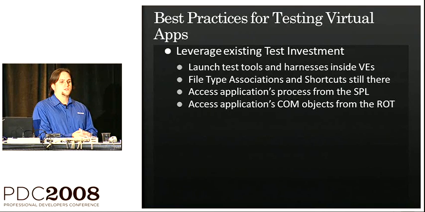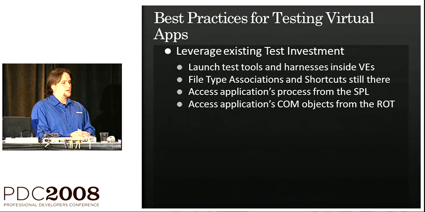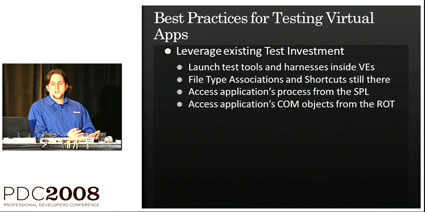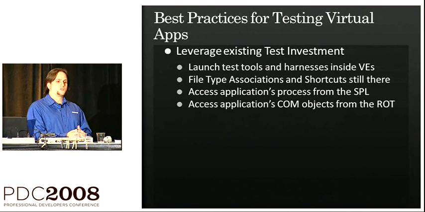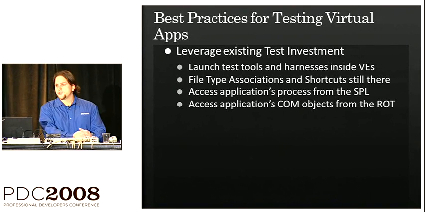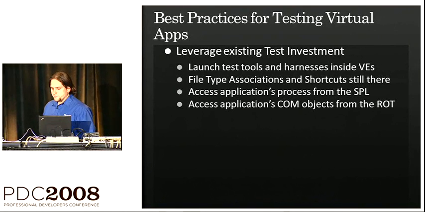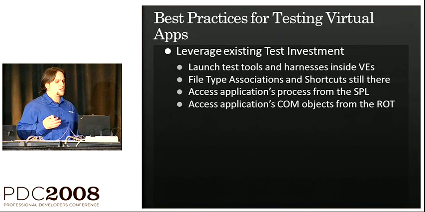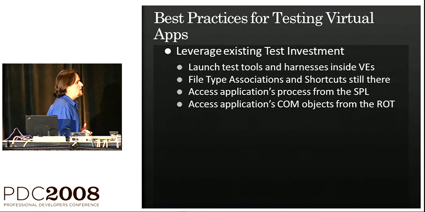John didn't get to do his debugging demo, but processes will show up in the system running process list. COM objects get registered in the system running object tables, so you don't even need to be inside the virtual environment to access these things from a testing perspective. And going back to your UI-based testing, file type associations are there, shortcuts are there. You can access all those things and drive the UI and test your application.